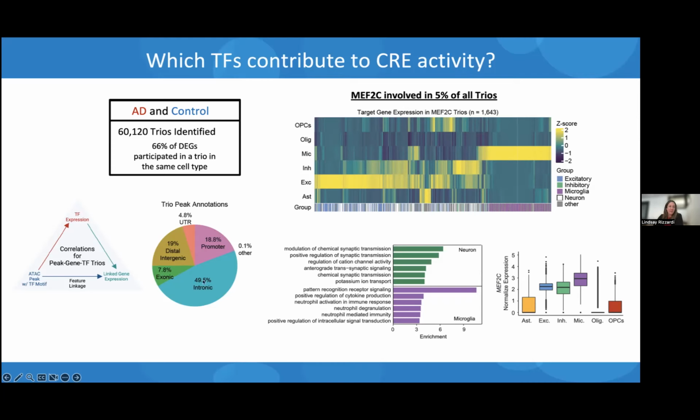Back to looking at total trios, which I skipped by accident. When we look at where these peaks that are involved in trios are, most of them tend to be intronic or distal intergenic regions. And so they're in these areas where enhancers tend to be.